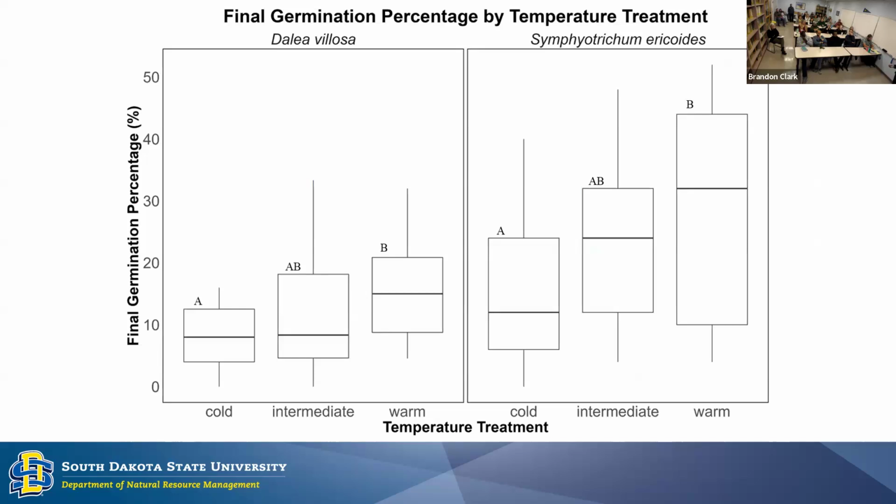Digging into the main effects a little bit deeper with these box plots, the final germination by temperature treatment, you can see that for the 2 main effects that we can look at, there is higher final germination percentage in the warm temperature treatment and lower in the cold, with intermediate having qualities of both.